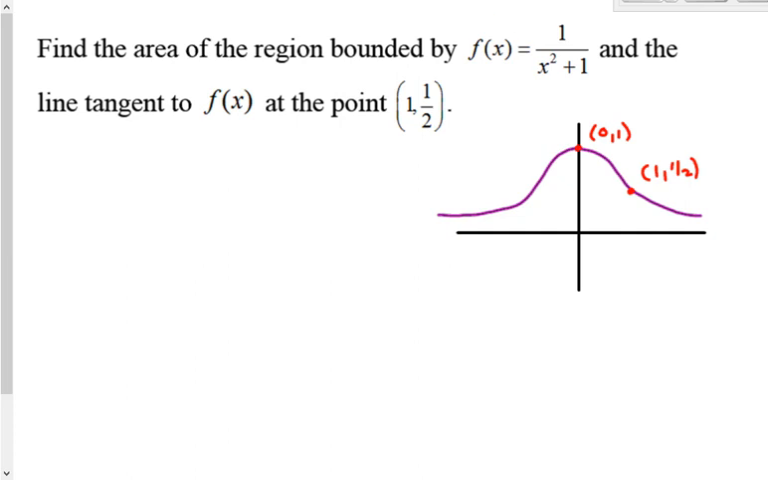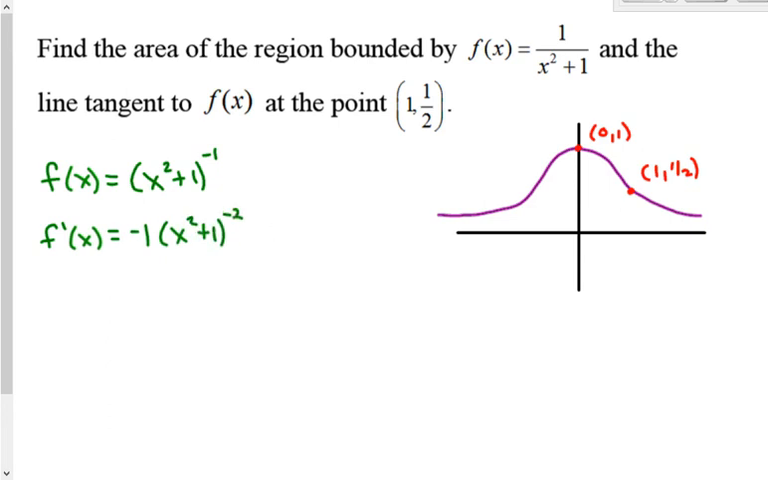So to find the tangent line, we've got to take the derivative of the function. I think I would rewrite 1 over x squared plus 1 as (x squared plus 1) to the negative 1 and use the chain rule instead of the quotient rule. I like to do that whenever my function has a constant in the numerator. So this would be negative 1 times (x squared plus 1) to the negative 2 times the derivative of x squared plus 1, which would be 2x. So my first derivative is going to be negative 2x over (x squared plus 1) squared.